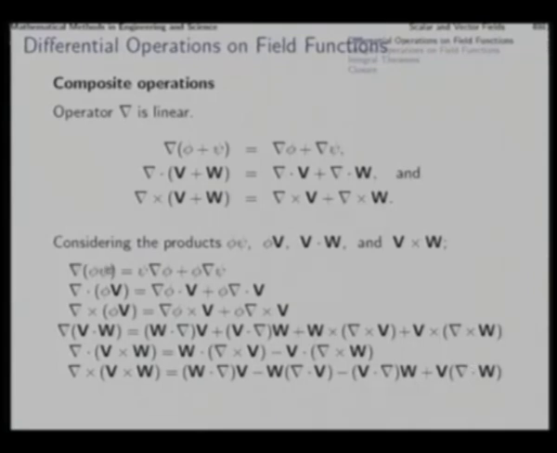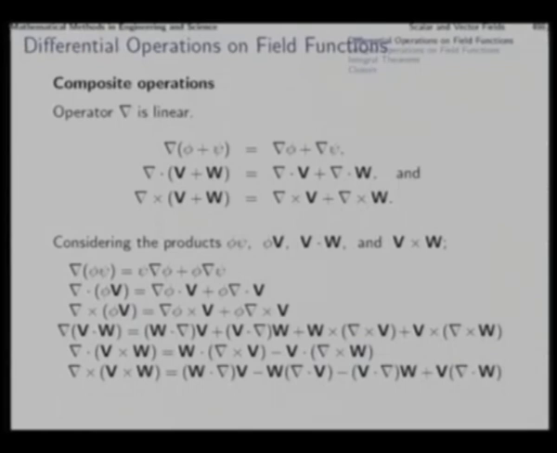So, the gradient of phi into psi turns out to be this. The divergence of phi into v turns out to be gradient of phi dot v plus phi into divergence of v. The cross product, the curl of phi v turns out to be gradient of phi cross v plus phi into curl of v, and so on. So, these expressions you can work out if you expand them term by term and then simplify.